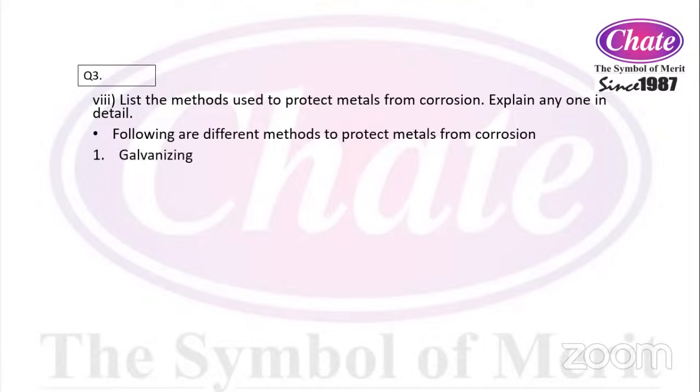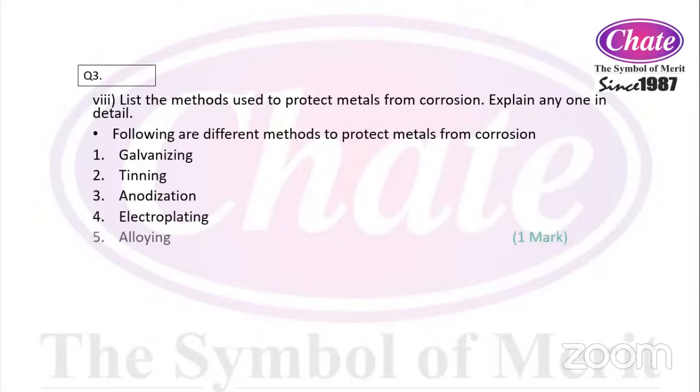The following are the different methods to protect metal from corrosion: galvanizing, tinning, anodization, electroplating and alloy. तो इसमें से ये 5 मेथड्स आप लिखेंगे, आपको 1 मार्क मिल जाएगा. अब इसमें से कोई एक मेथड को आपको डिस्क्राइब करना है जो आपको 2 मार्क्स देने वाला है. तो मैंने 5 मेथड दिए.